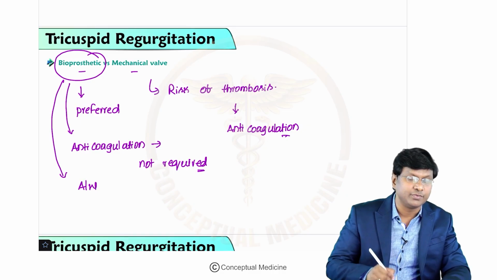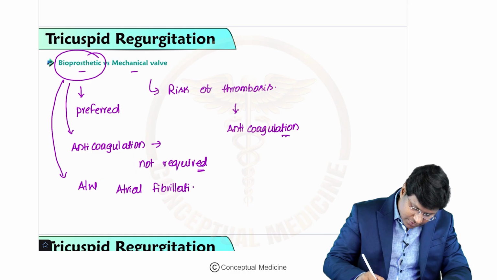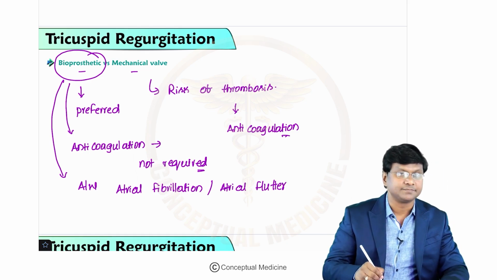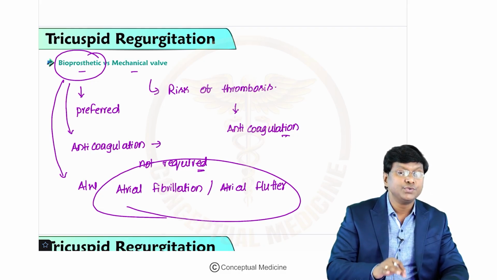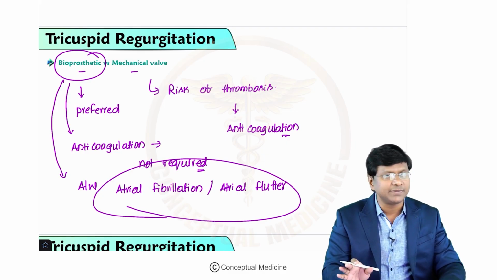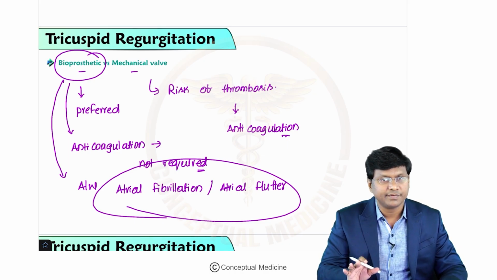Unless there is associated atrial fibrillation, right, associated with atrial fibrillation, or the atrial flutter. So, in these scenarios of the bioprosthetic valve, you need to give the anticoagulation. Otherwise, in the bioprosthetic valve, you don't give the anticoagulation.